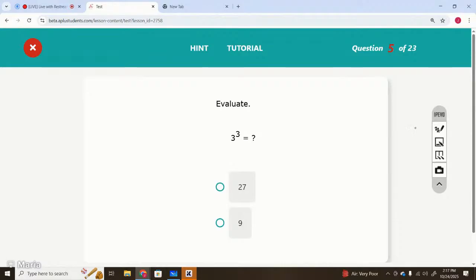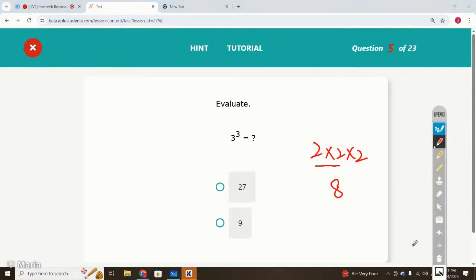Evaluate 3 cube. So you have to do 3 times 3 times 3. So that would be 3 times 3 is 9 and 9 times 3 is 27. The correct option is 27.